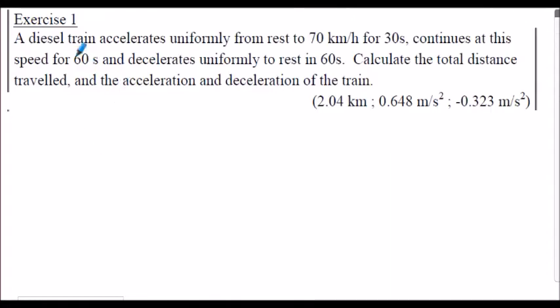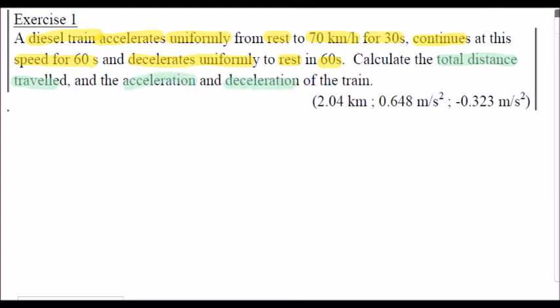So exercise 1, in this case we have a diesel train, and it accelerates uniformly, constant acceleration there, from rest, that's 0, to a speed of 70 kilometers an hour. Be careful of that, for a period of 30 seconds. We're told it continues at this speed for 60 seconds, and then it decelerates uniformly to rest, back to 0, in 60 seconds. We've got to calculate the total distance travelled in this particular case. We've got to calculate the acceleration and the deceleration of the train.